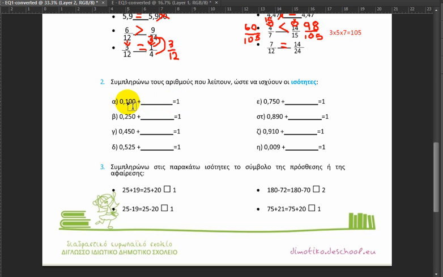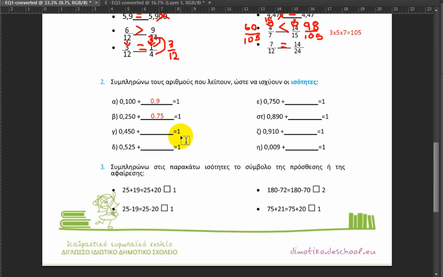The difference between 1 and 0.100 is 0.9. The difference between 1 and 0.250 is 0.75. Again, you can do the subtraction 1 minus 0.1. You know how to do that subtraction. Or 1 minus 0.25. You know how to do these subtractions. We've done them for many years.